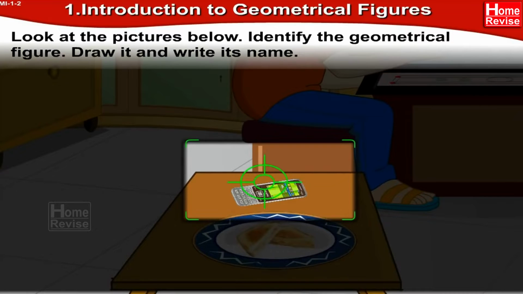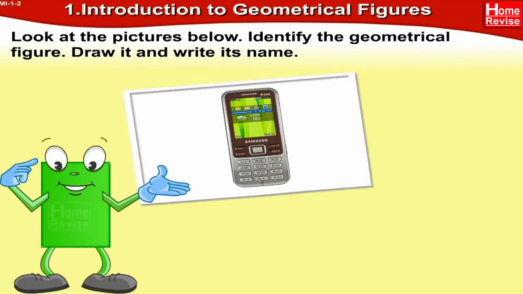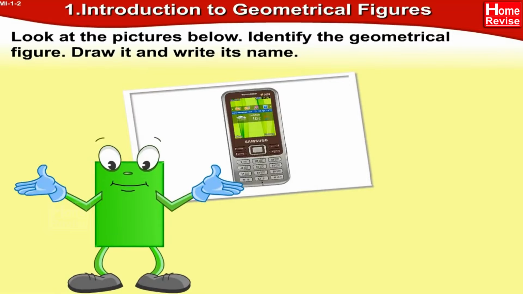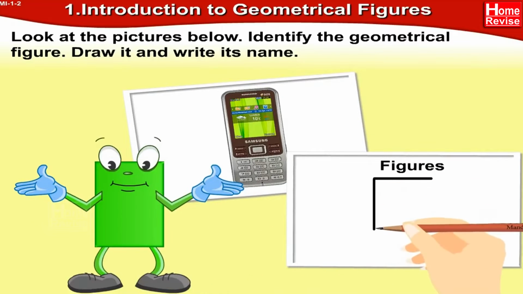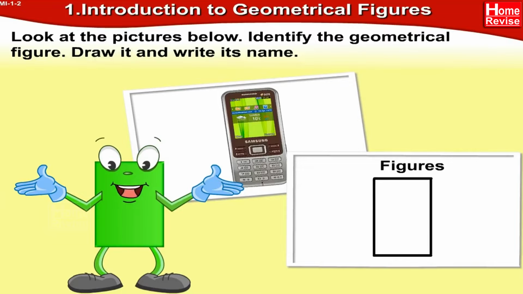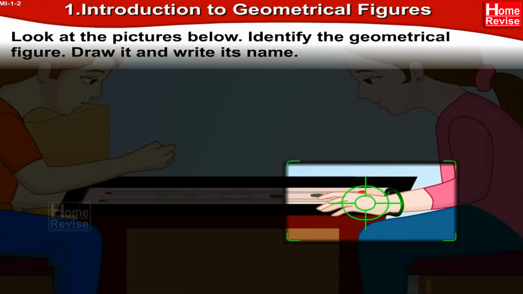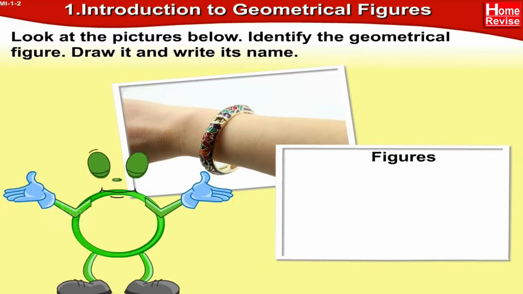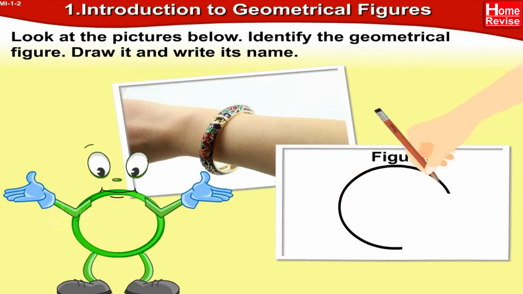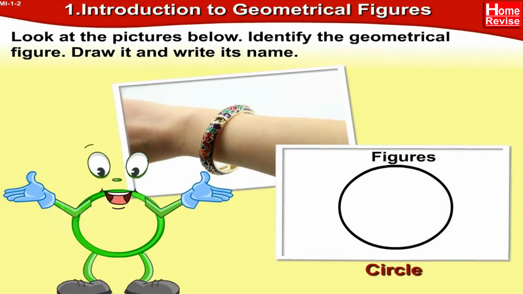This is a mobile phone. Well, the figure of the mobile phone is like a rectangle. So draw a rectangle over here, which means the name of the figure is rectangle. Now that's a bangle. It has the shape of a circle, so you'll draw a circle over here. Now write circle over here.